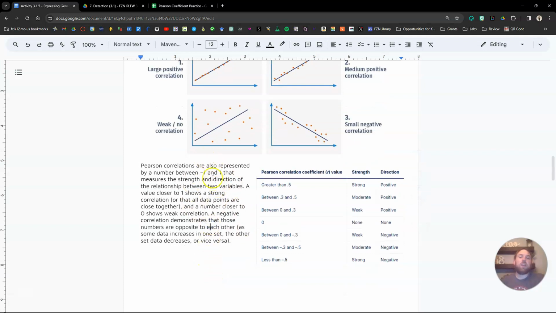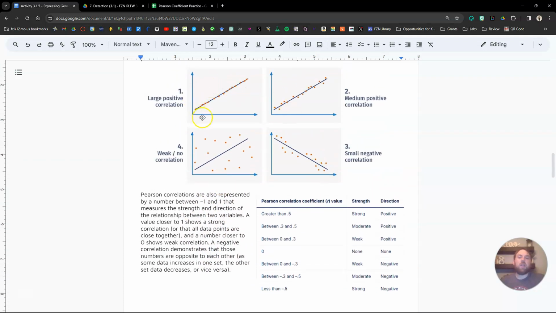The closer that number is to 1, the more it's going to be a large positive correlation, meaning that it's a very strong correlation between the two sets of data. They're very related, and they are related in a way that those two numbers are very similar and they go in the same direction in terms of positive or negative. In fact, anything greater than 0.5 is typically considered a strong correlation.